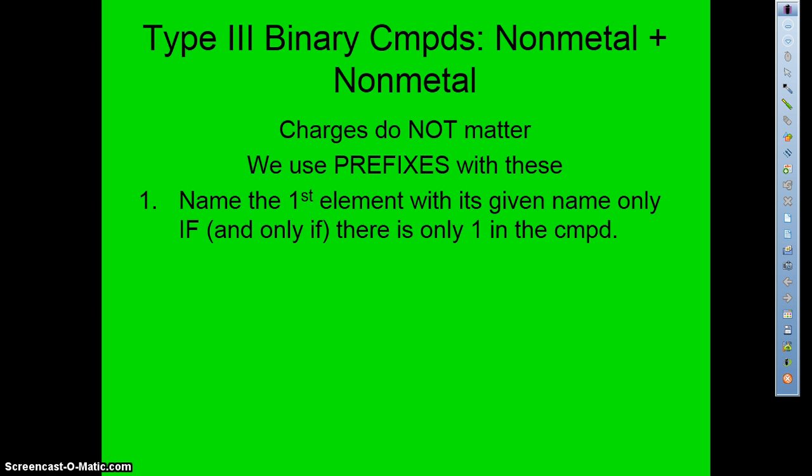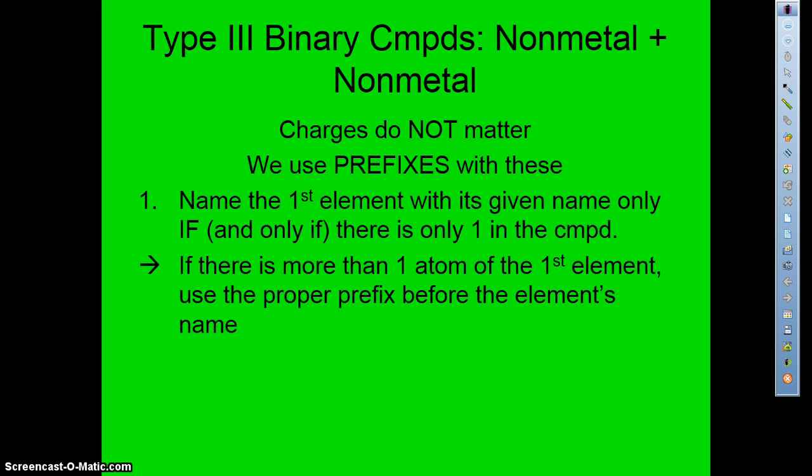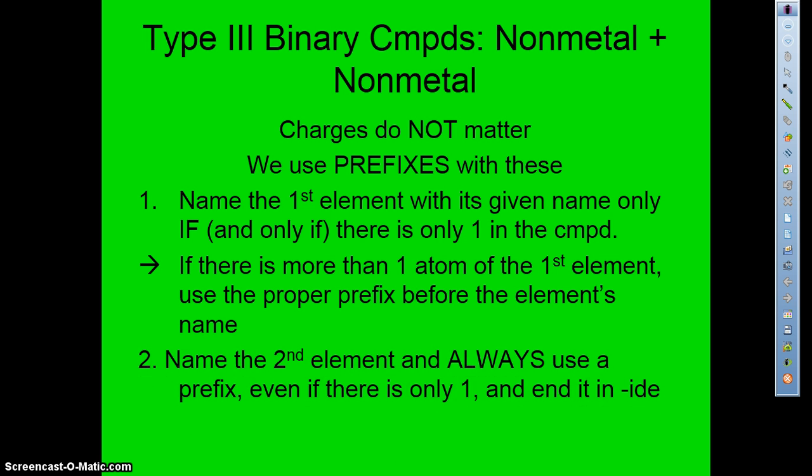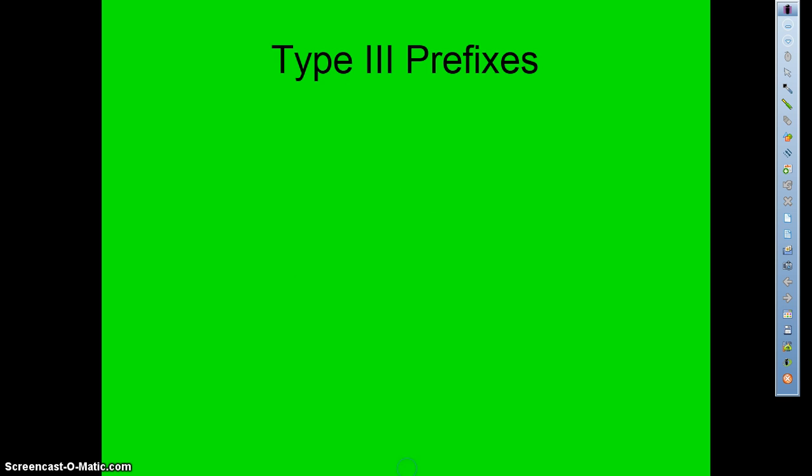The rule is to name the first element with its given name only if there is only one in the compound. If there's more than one atom of the first element, we use the proper prefix before the element's name. We name the second element and always use a prefix even if there's only one, and just like we've done before, we end the second element in ide.